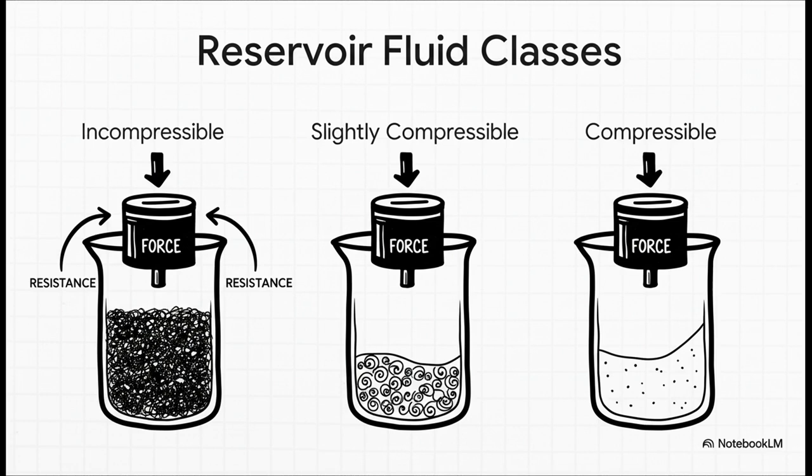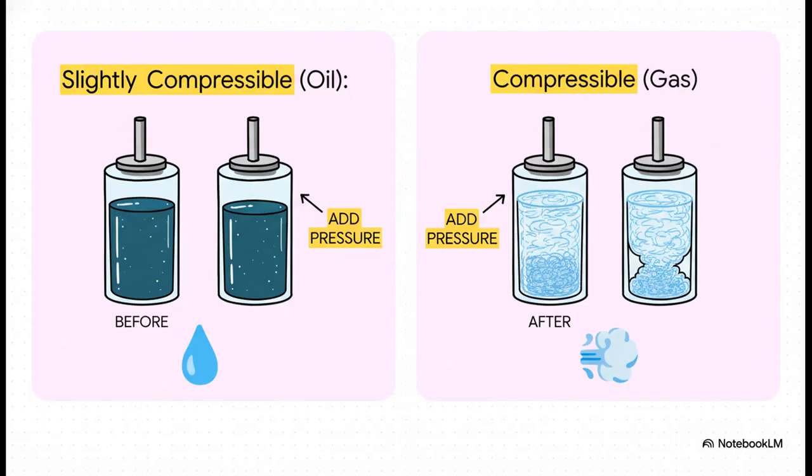You've got your slightly compressible fluids, like water and oil, and then you have your highly compressible fluids, which is basically all gases. And you got to see the huge difference in how they behave. If you crank up the pressure on oil, its volume barely changes. But you do the exact same thing to natural gas, and whoa, its volume changes like crazy. And that distinction is absolutely critical for figuring out how a reservoir is going to produce.